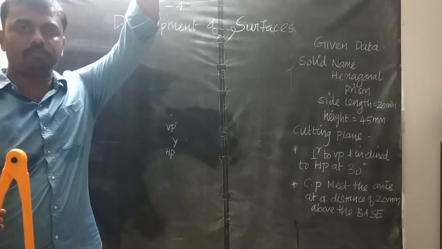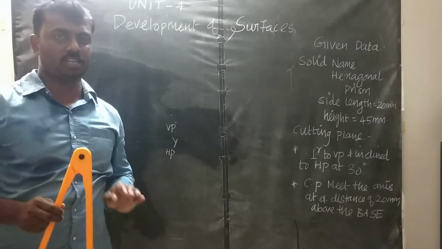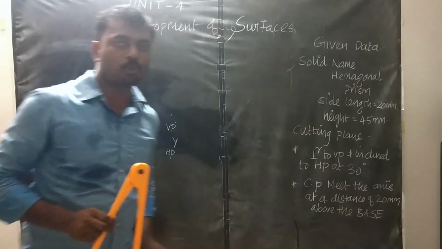So in your top view, you are going to get the true shape. That true shape is projected on HP, so only here do we construct the hexagon shape on HP.